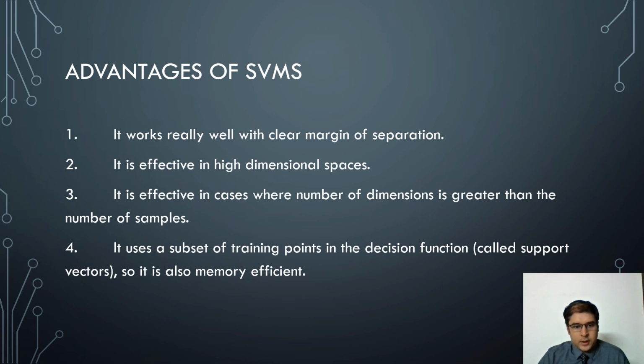It uses a subset of training points in the decision function called support vectors. So it is also memory efficient. The fourth point says that we don't use the full set of training points. We only use the support vectors in memory. So it is very memory efficient.